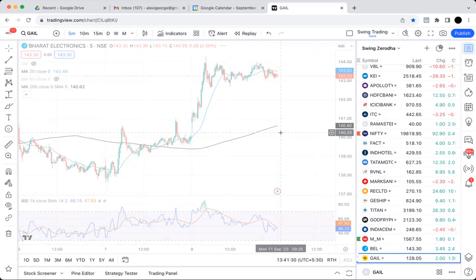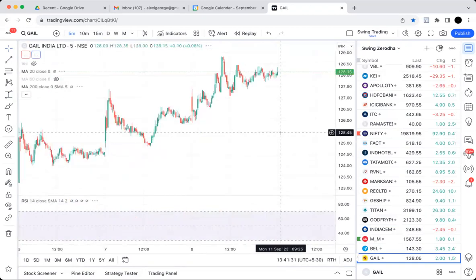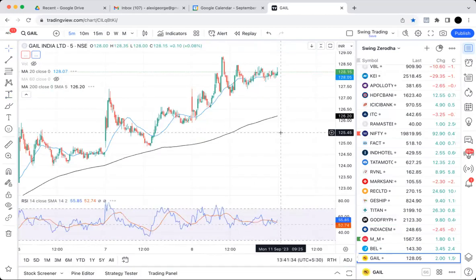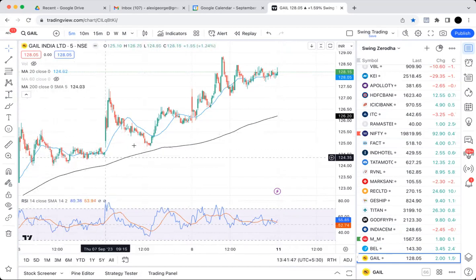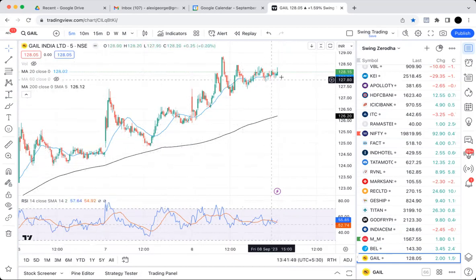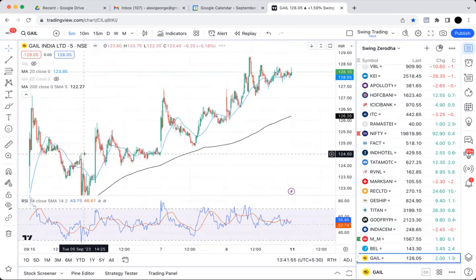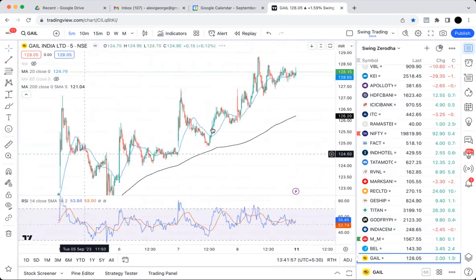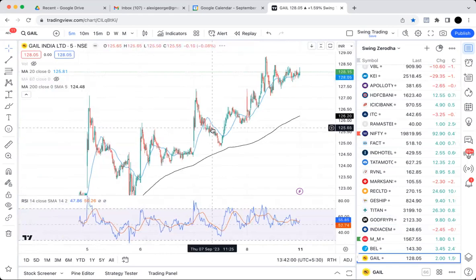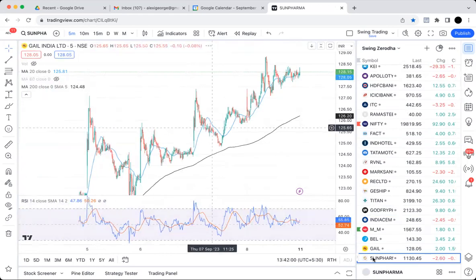GAIL. Let's look at GAIL and see what GAIL does. All right, here's GAIL with the 20 above the 200, and it's just been going up that way. And now, you might say, well, it hasn't come back down to 200 yet. Well, I'm still not going to enter because my rule says it's going to go down. Maybe that stock has that kind of a trend. I don't know, but I'm just not going to enter and risk my money or my time with that.